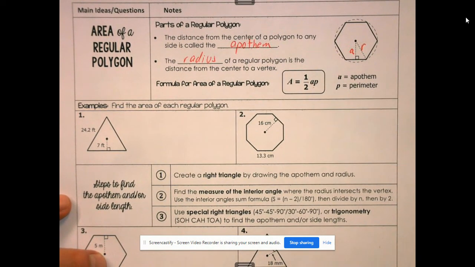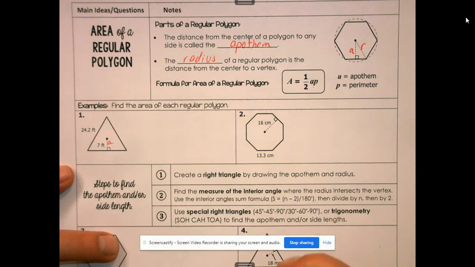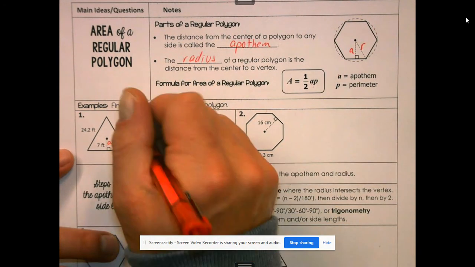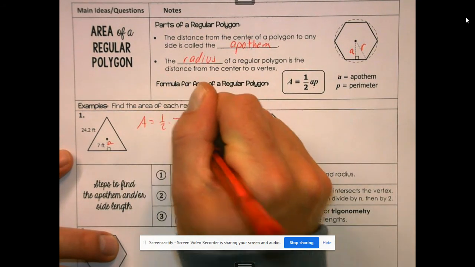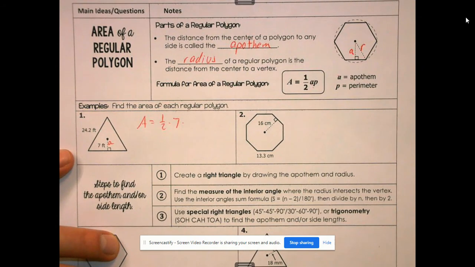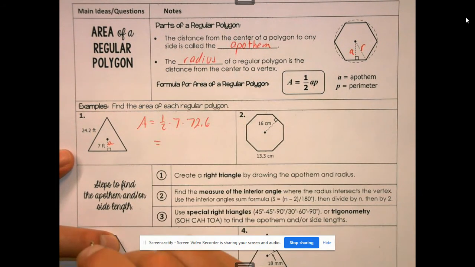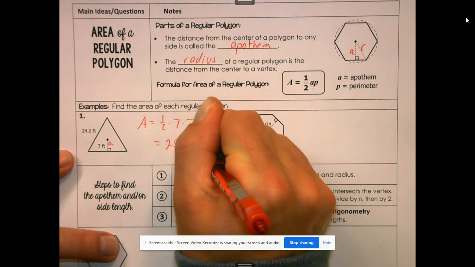All right, 1 and 2, once you find the area of each regular polygon, these are super friendly. They give you the apothem. So if you look at number 1, 7's your apothem, then your perimeter, just add up all those sides, and you would have it. So real quick, area, 1/2 the apothem times the perimeter, and if you add up all the sides, it comes to be 72.6. Type it in, 254.1 square feet.